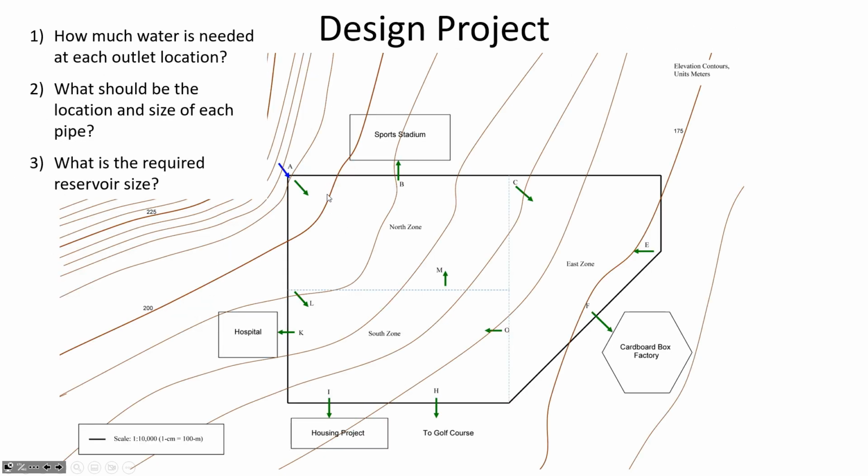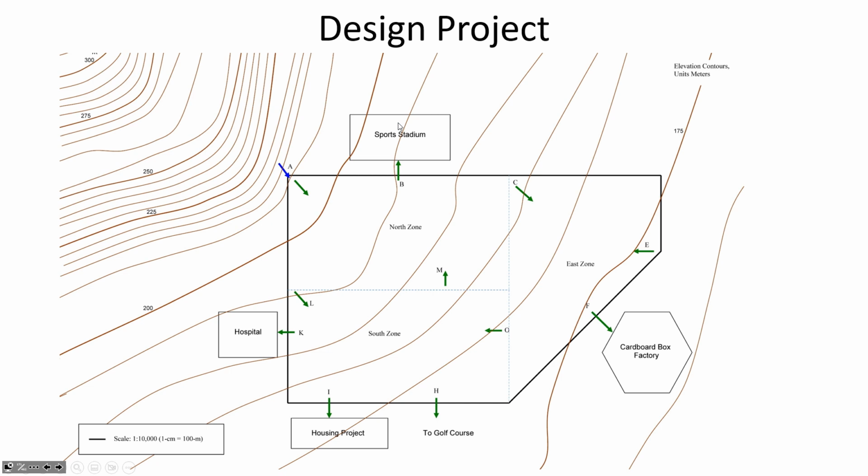So each of these green arrows represents a place where water is going to need to come out of a pipe network. So remember, what I've said is that there's a spring which feeds water to a reservoir. So somewhere on this hillside you're going to put a reservoir, and the reservoir is connected to junction A. And then from there water flows to each of these other locations.